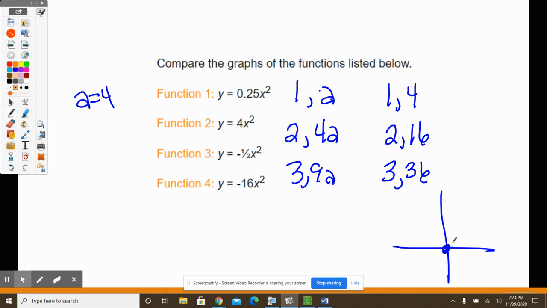So I'm at (0, 0), (1, 4), (2, 16), and it's pretty steep here. Whoop, real skinny looking parabola.